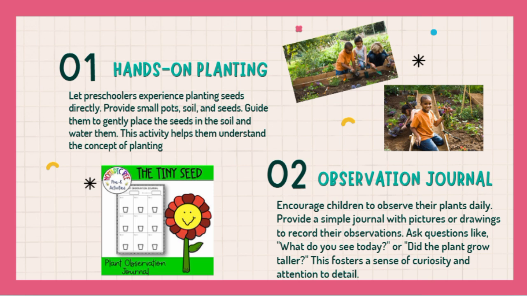Second, observational journal. Encourage children to observe their plants daily. Provide a simple journal with pictures or drawings to record their observations. Ask questions like, "What do you see today?" or "Did the plant grow taller?" This fosters a sense of curiosity and attention to detail.